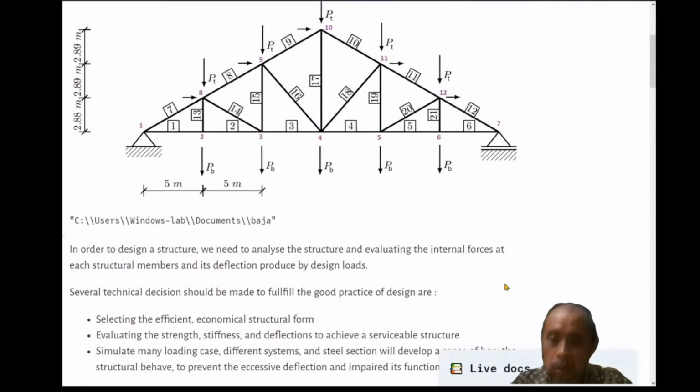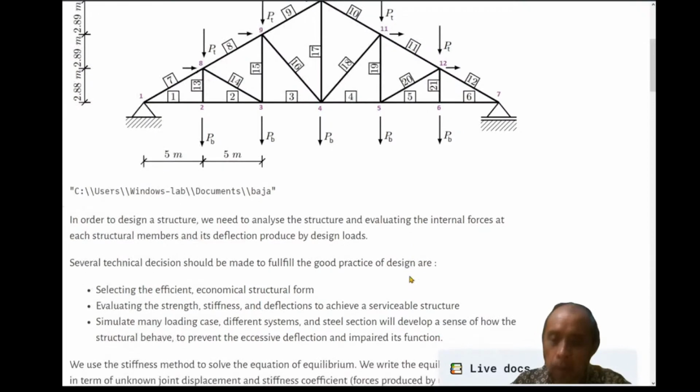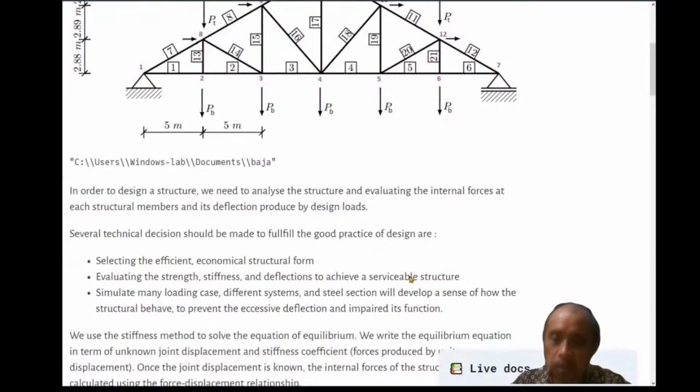So during the design, we need to analyze the structure and evaluate the internal force at each structural member and its deflection, produced by the applied load following the building's code. So several technical decisions should be made for a good practice of design.